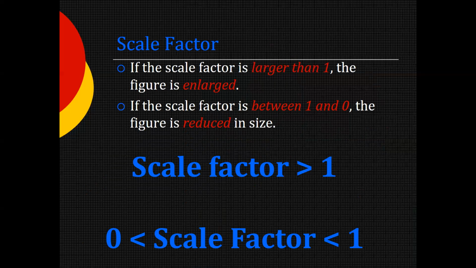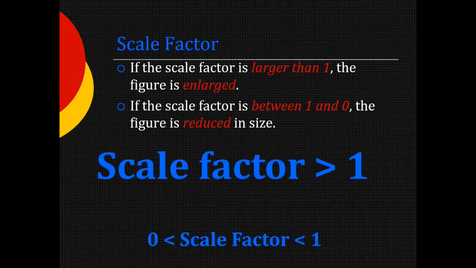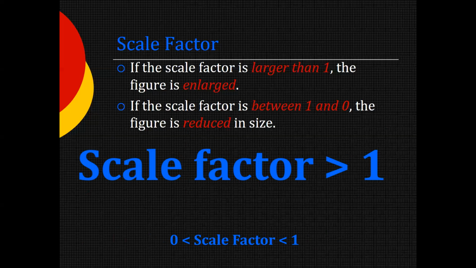So when we talk about scale factor, if your scale factor is larger than 1, you're going to have an enlarged figure. If the scale factor is between 0 and 1, it's going to be a reduction in size. So scale factor greater than 1 makes things larger. Scale factor between 0 and 1 makes it smaller. So the length of each side of a new image is going to be equivalent to the length of the corresponding side of the original that's been multiplied by the scale factor.